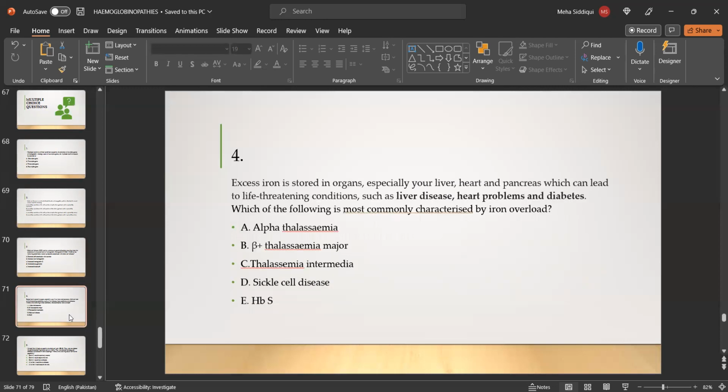MCQ number 4. Excess iron is stored in organs, especially liver, heart, and pancreas, which can lead to life-threatening conditions such as liver disease, heart problems, and diabetes. Which of the following is most commonly characterized by iron overload? A, alpha thalassemia; B, beta thalassemia major; C, thalassemia intermedia; D, sickle cell disease; or E, sickle cell anemia. Any guess? It is B. B is the right option.